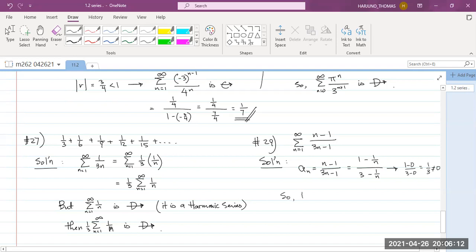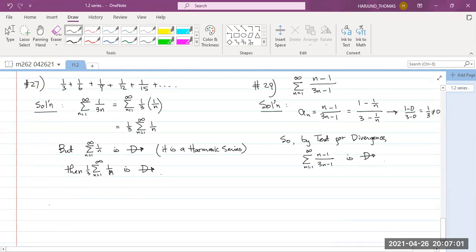So, by the test for divergence, you may even need to quote the name, that series is divergent. So if the sequence does not converge to 0, then the series is divergent. Basically, in the long run, you keep on adding 1/3, 1/3, 1/3, 1/3, like that. That's for number 29. Okay, I think I have done enough.